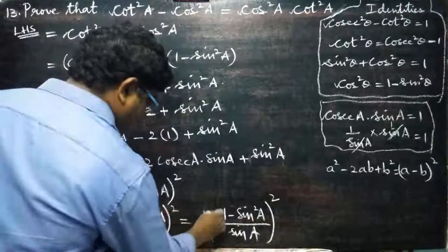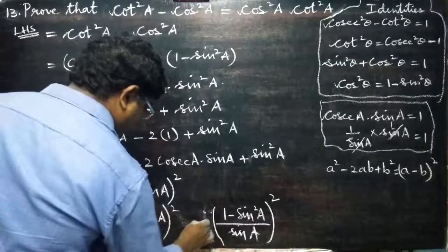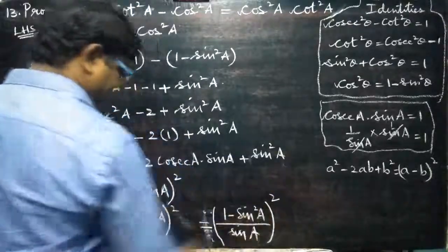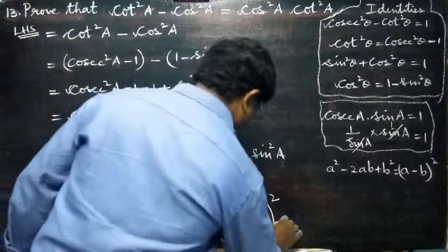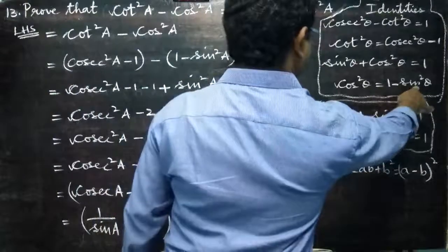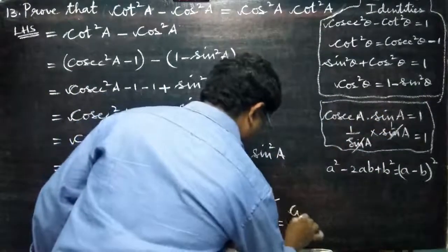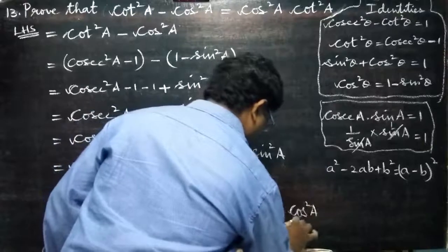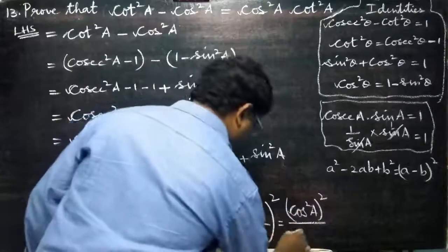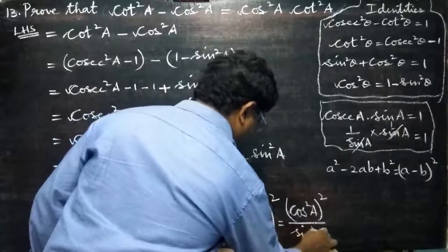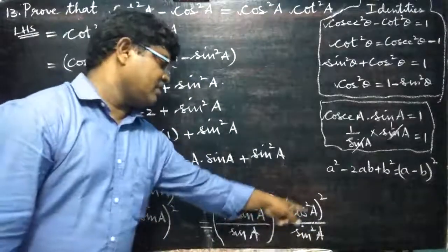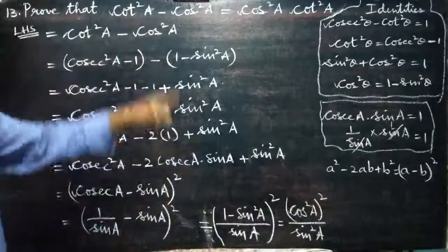Why whole square? The square is there, so the whole square came here by the formula. Now that is equal to 1 minus sin square A. From here we can write 1 minus sin square theta as cos square, so write cos square A separately. Numerator you give square, denominator also you give square. Now cos square A whole square means cos square A into cos square A. Then you will get the answer.